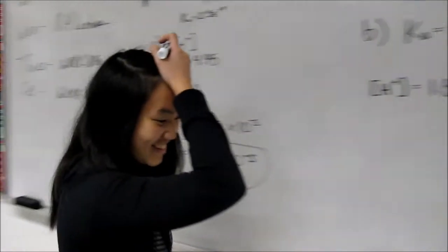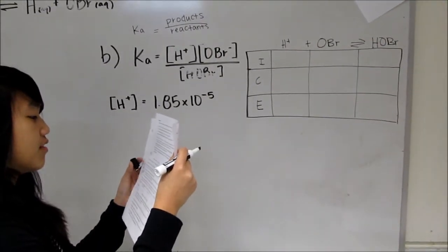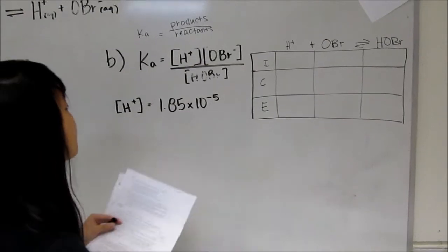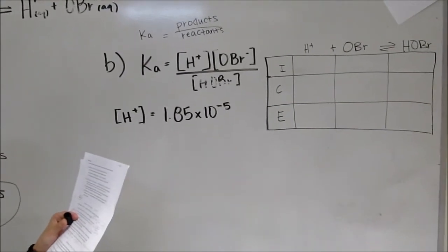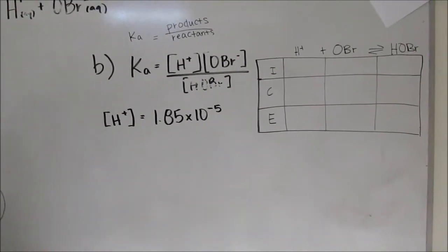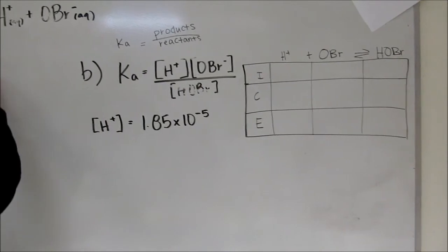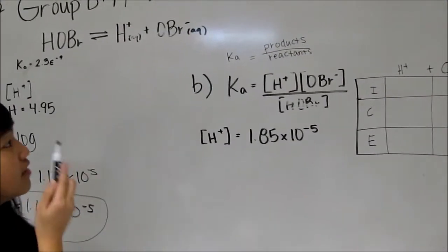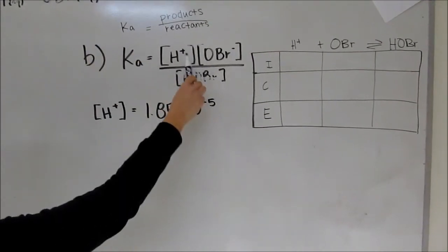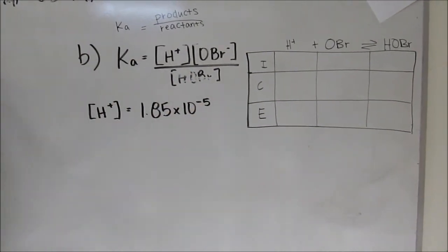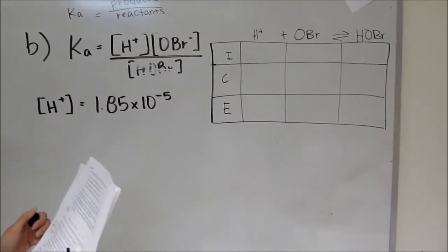Okay. And then for part B, we're asked to write the equilibrium constant expression for the ionization of HOBr in water. So we put products over reactants and look at the equation above. The products would be H plus and OBr minus, and the reactants would be HOBr, and that's what we have right here.